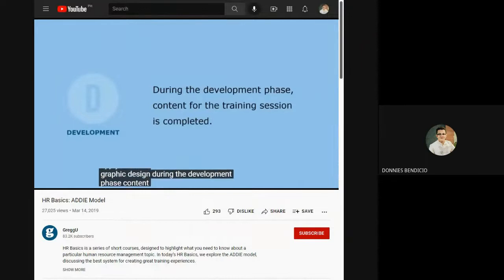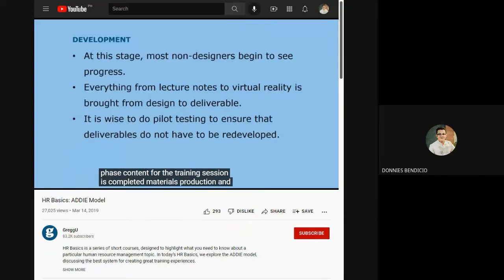During the development phase, content for the training session is completed. Materials production and pilot testing are hallmarks of development. At this stage, most non-designers begin to see progress. Everything from lecture notes to virtual reality is brought from design to deliverable. Before instructional designers move from development to implementation, it is wise for them to pilot test to ensure that deliverables do not need to be redeveloped.